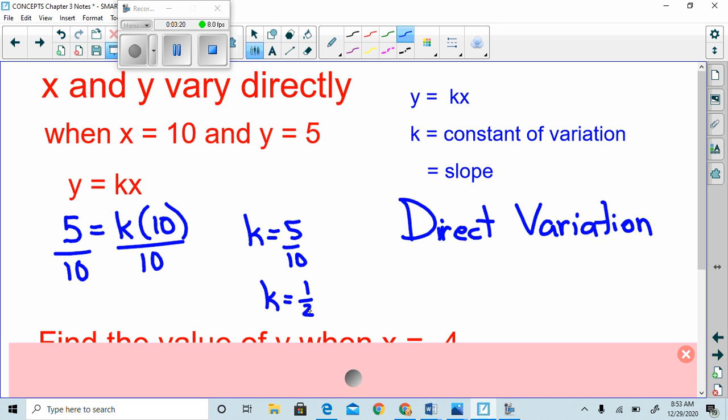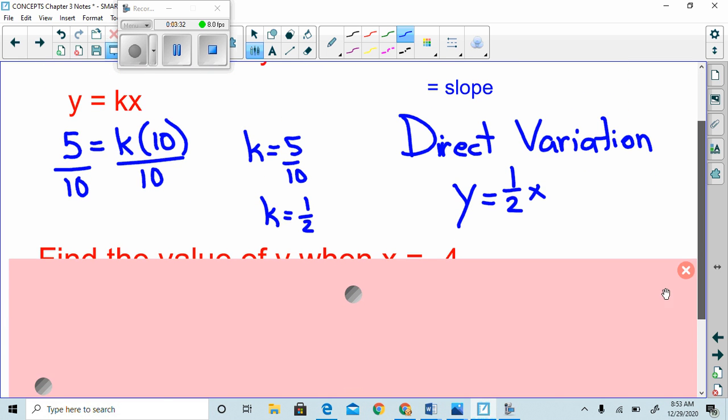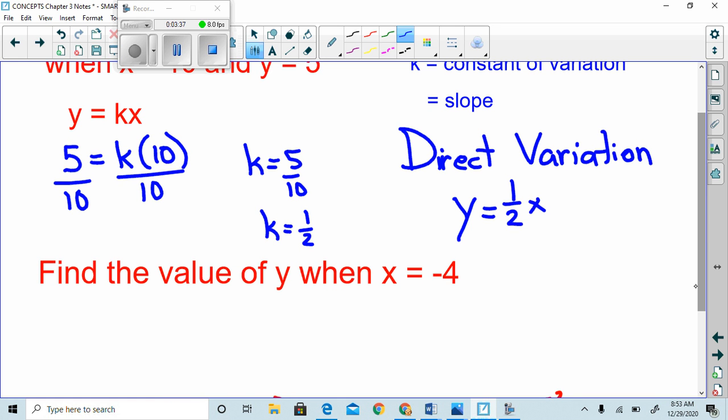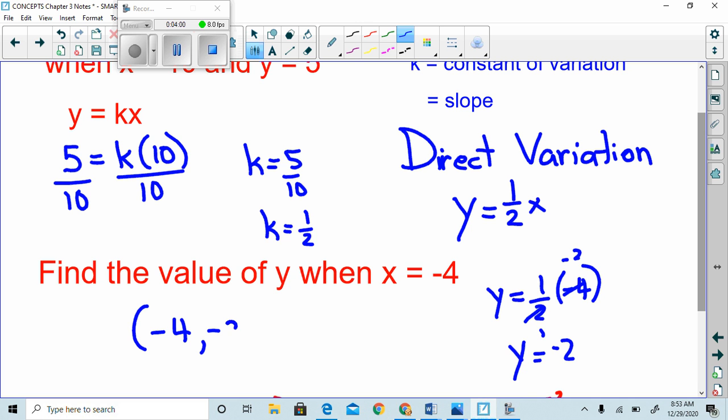So now that we know what the constant of variation is, we write the equation by writing y is equal to 1/2 times x. We can now find any value of y when given x. For example, to find the value here of y when x is equal to -4, well, we'll just substitute in the -4 and simplify, and we'll find out that y is equal to -2. So when we get this input of -4, our output is -2.